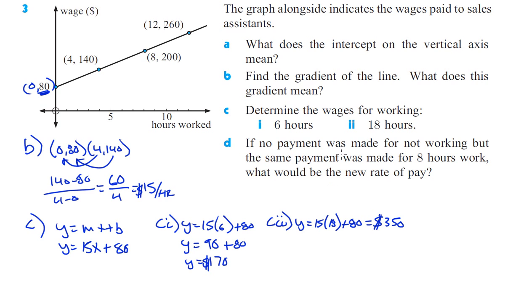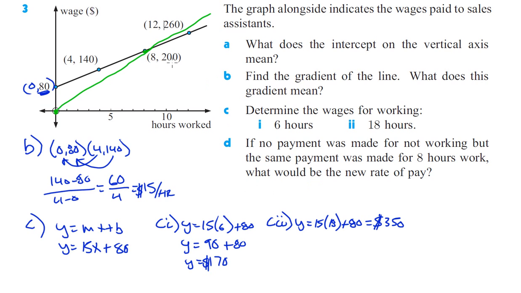Okay, if no payment was made for not working, but the same payment was made for 8 hours of work, what would be the new rate of pay? So they're saying that you're not going to start here at 0, 80. They're saying we're going to start here at 0, 0, but the same payment was made for 8 hours of work. So now here are our 2 points, and here's our new line. Pretend that's straight and it goes through that point. What would be the new rate of pay?